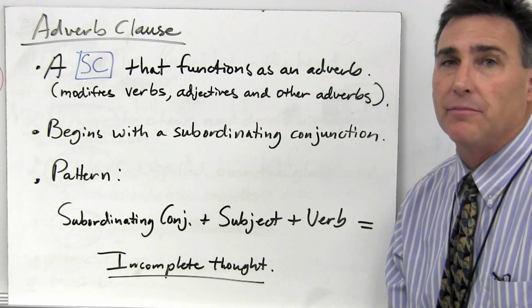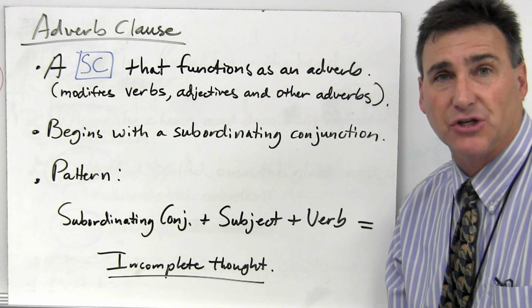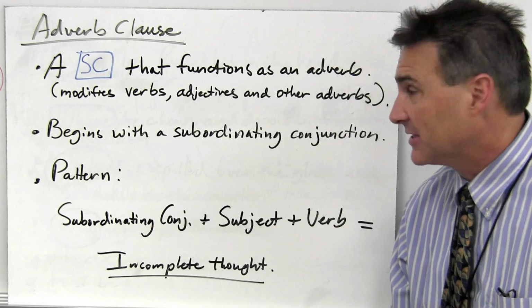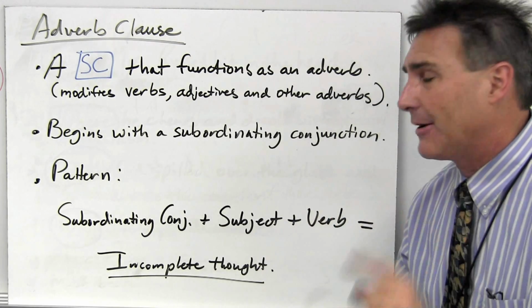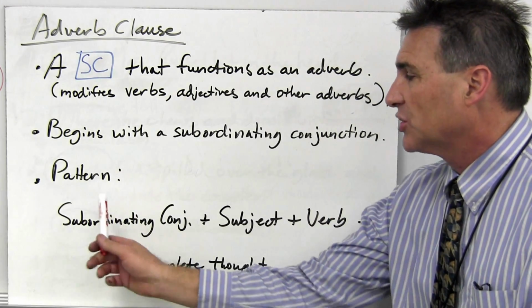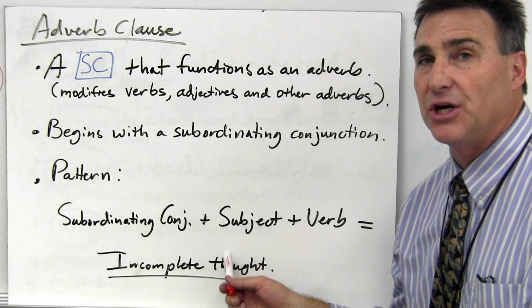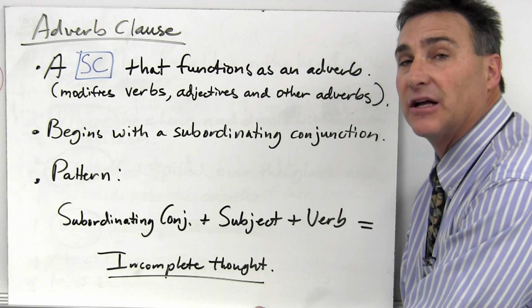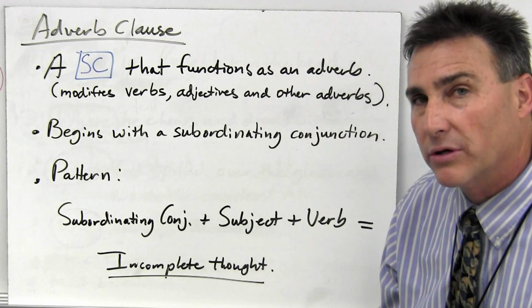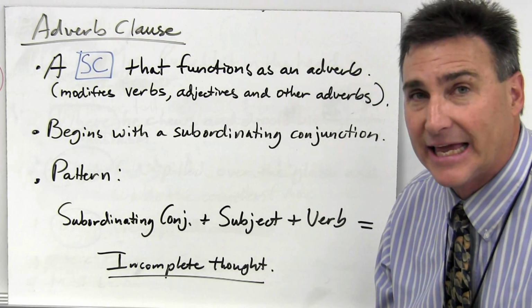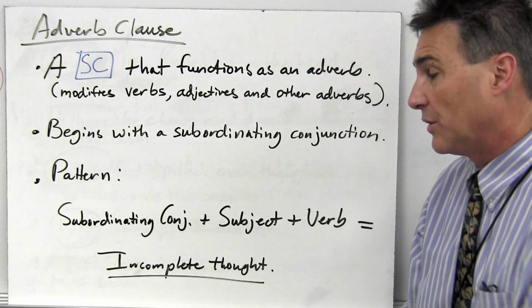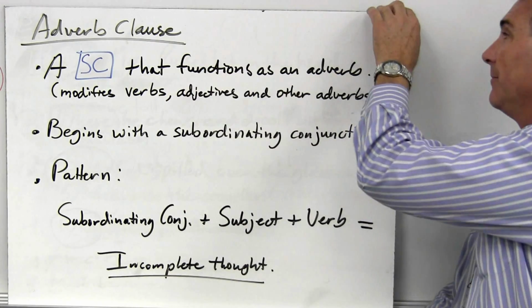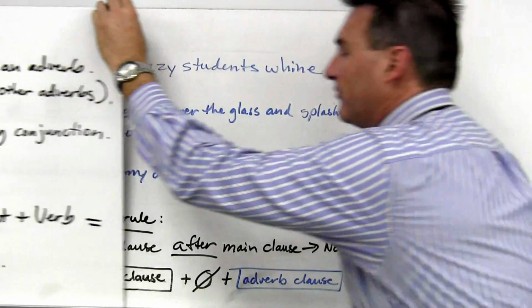You can consult textbooks and others, or simply just go search on the web for a list of subordinating conjunctions. You'll get quite a list. But they begin with those. The pattern is as follows. Subordinating conjunction plus subject plus verb, definition of a clause, right, yields an incomplete thought. Again, these are subordinate clauses, not independent clauses. They cannot stand alone as sentences, so they will be incomplete thoughts. But that's the formula for an adverb clause. Let's take a look at some examples.